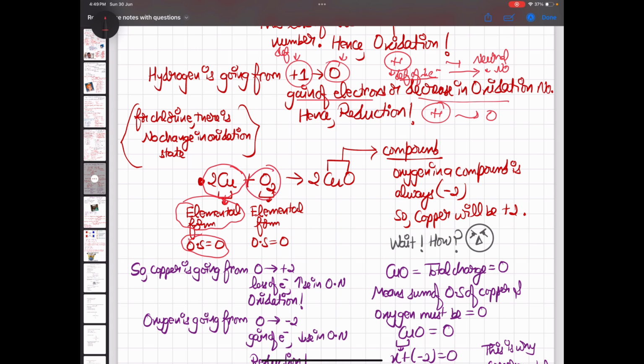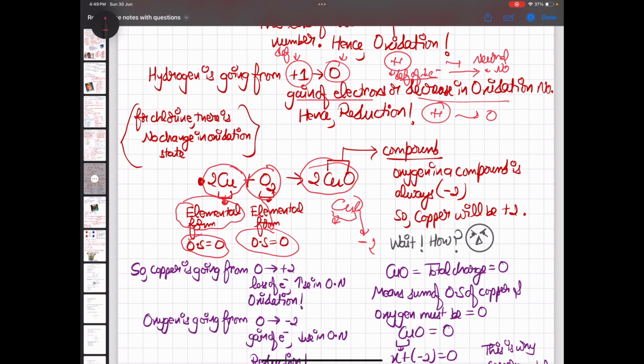Let's look at oxygen. Oxygen is again O2, that is the elemental form of oxygen. So what is the oxidation state or charge? 0. Now let's look at the product. There is a single product which is copper oxide. We are well aware that copper oxide is a compound, meaning copper must be positively charged, oxygen must be negatively charged. And we already know that oxygen always has a charge of -2 in a compound.